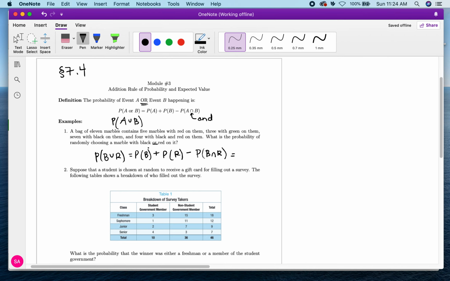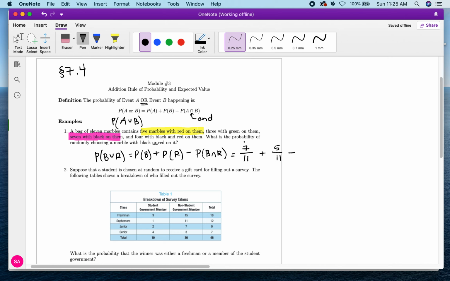All right, so the probability a marble will have black on it. So if you just go back and read, it says here in the problem there were 7 marbles with black on them. And there were 11 total marbles, right? So the probability of choosing a marble with black on it is just 7 out of 11 marbles. Plus, how many of the marbles had red? There were 5 marbles with red on them. So 5 out of 11.